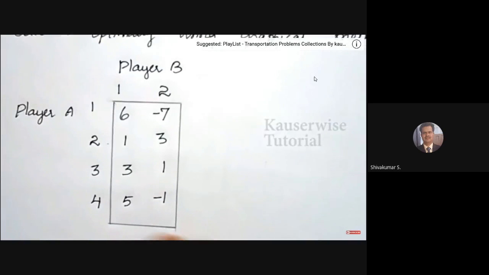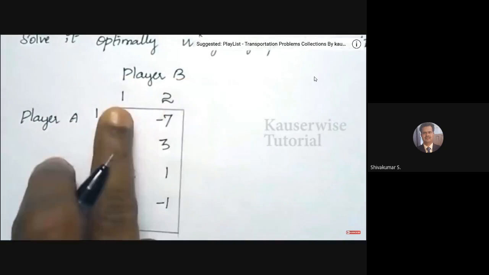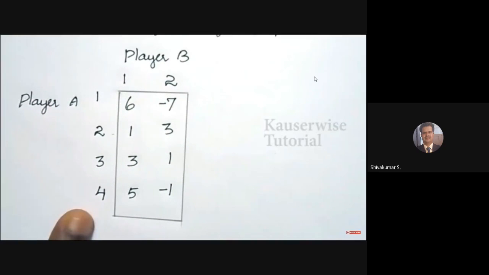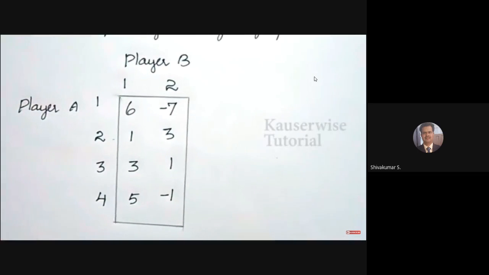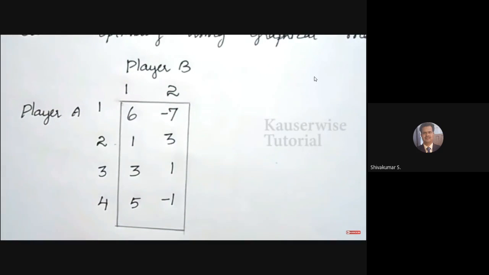Look at the pair of matrix. Here we have 2 players, player A and player B. Player B has got the 2 strategies and player A has got the 4 strategies. This is the problem. Now, before we start the procedure, first check whether the problem has got a saddle point or not.